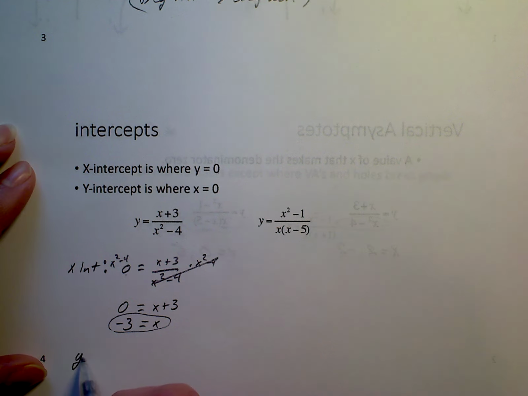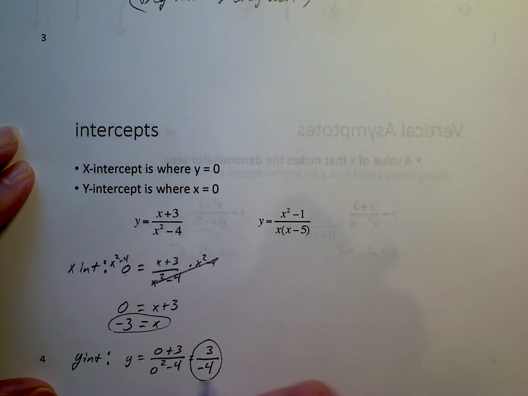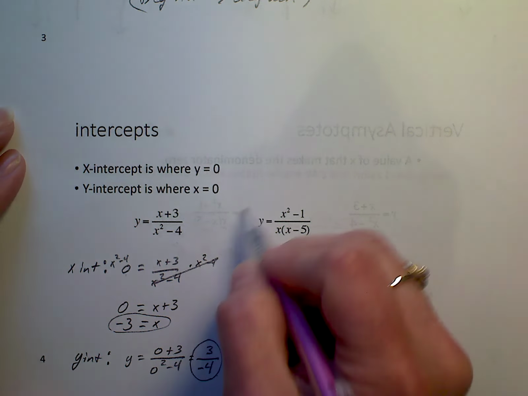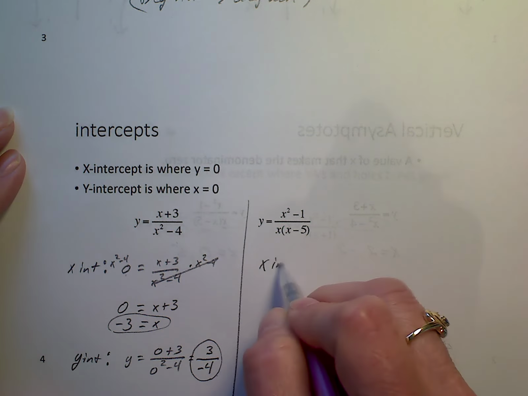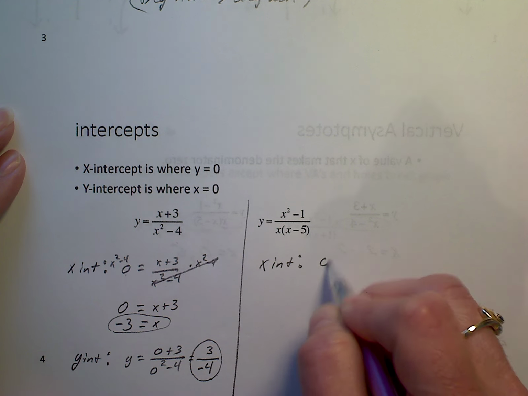The y-intercept is when x equals 0. So I go put 0 in for all the x's. So the numerator becomes 3, the denominator becomes -4. This is the y-intercept. It's where it crosses the y-axis. So this is where it'll hit the x-axis and where it'll hit the y-axis. Okay? Over here, let's do that again. This one is the x-intercept, is where y equals 0.